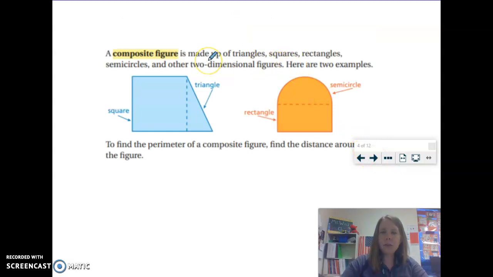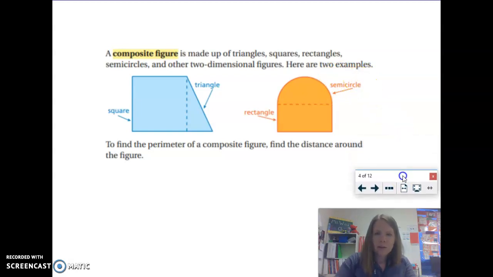So here is the definition of what is a composite figure. A composite figure is made up of triangles, squares, rectangles, semicircles, and other two-dimensional figures. Here are two different examples. Here's an example where they have a square, as you can see here, and they also merged it with a triangle, so they're kind of stuck together. Same kind of thing over here. This time though, you have a rectangle and those semicircles. Remember, your semicircles are going to be one half of an actual circle.